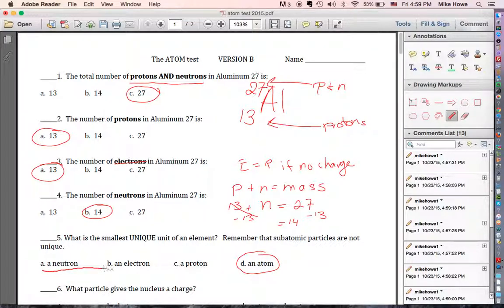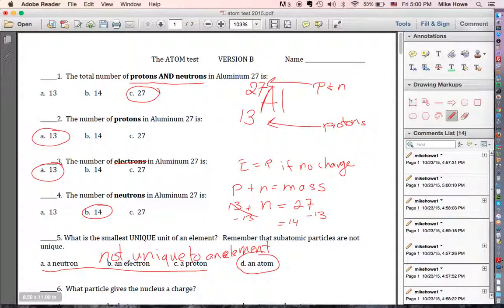So all of these are not unique to an atom or to an element. In other words, they are the same. They're generic. No matter what atom, a proton from any atom is still just a proton. Now, in terms of the size of these particles, electrons are way small, and neutrons and protons are like 2,000 times bigger than electrons. So electrons are by far the lightest.